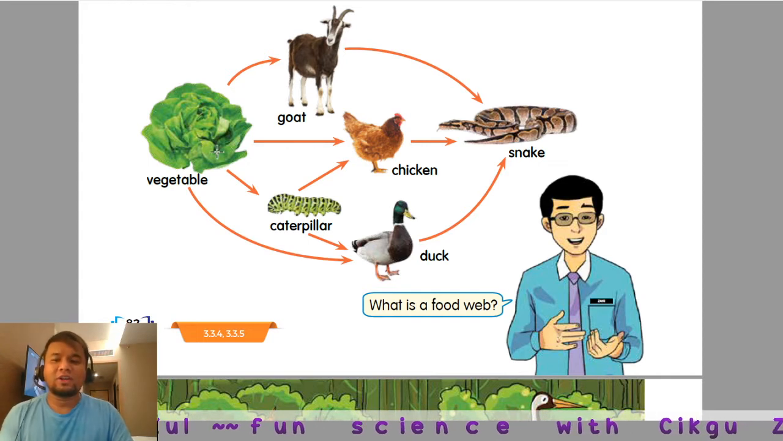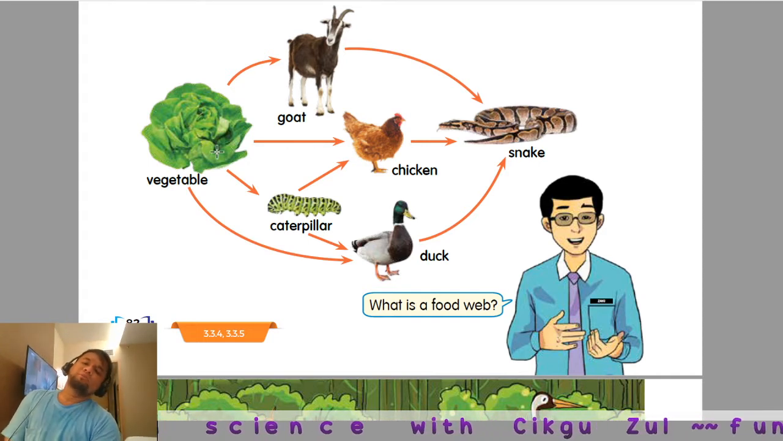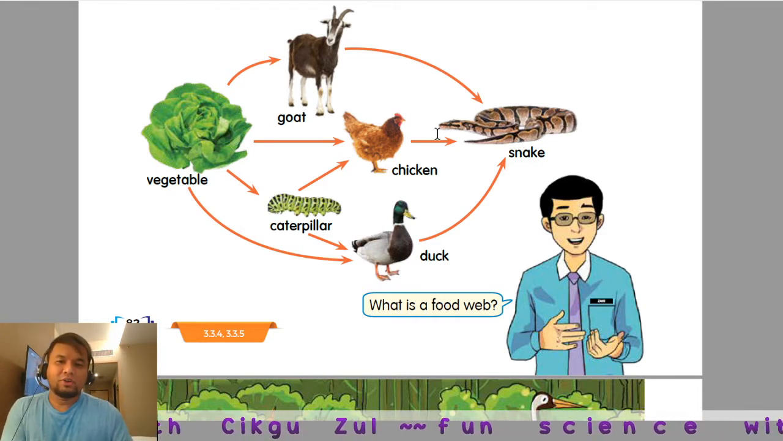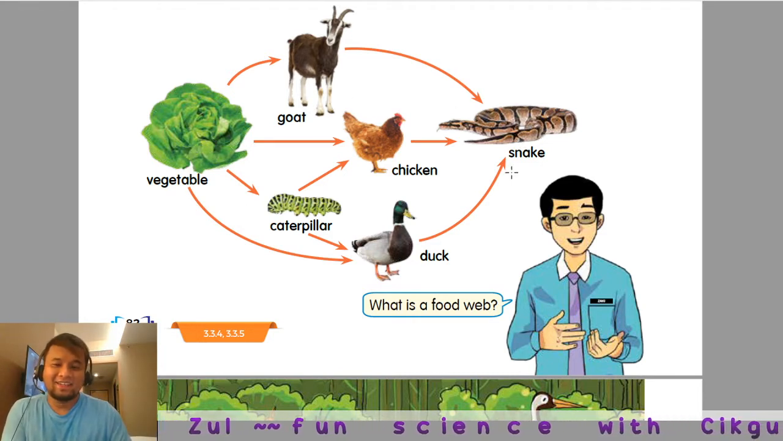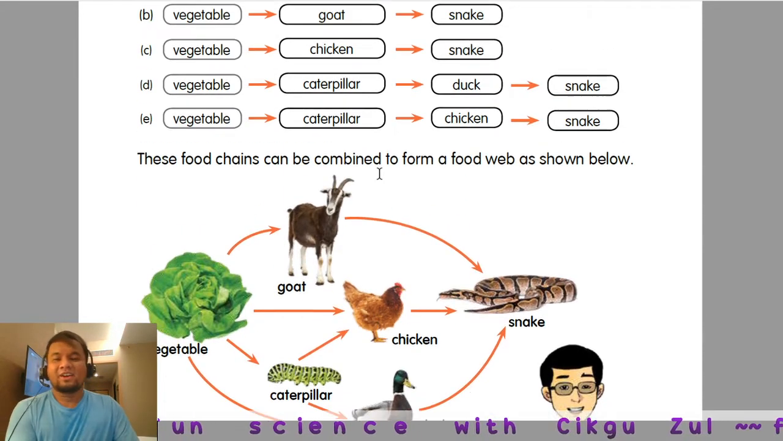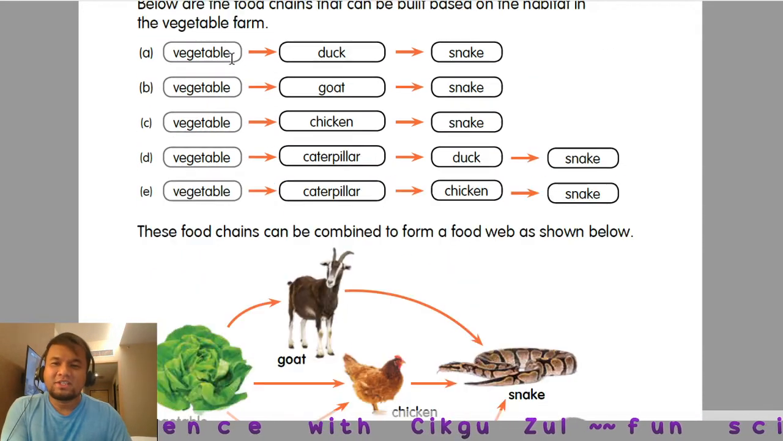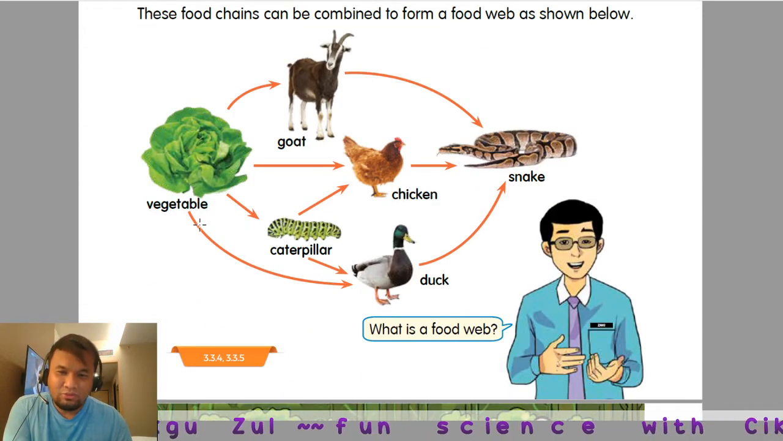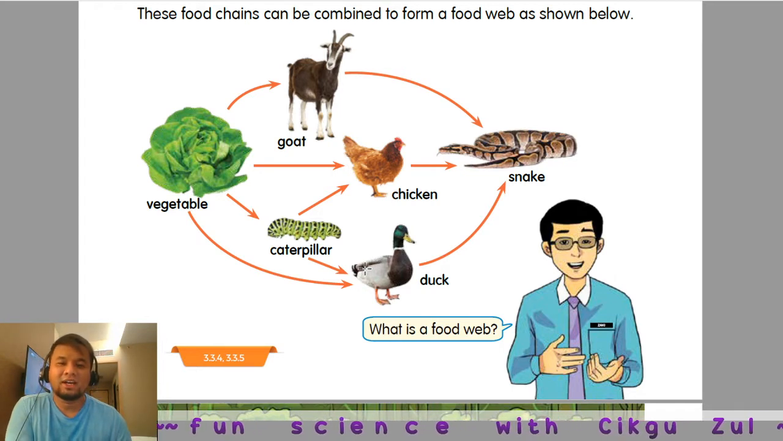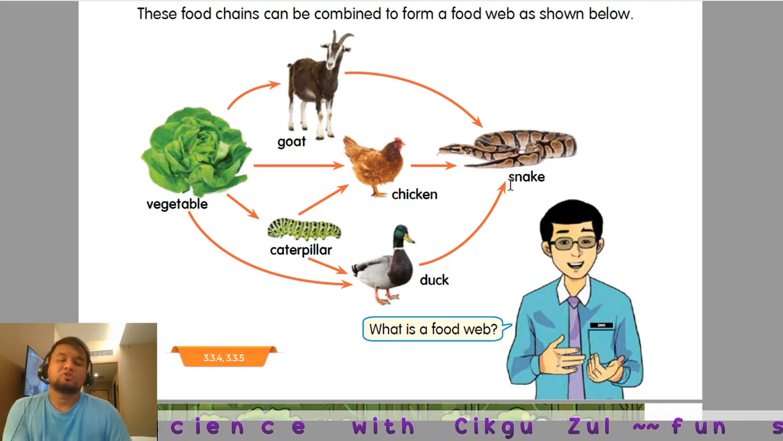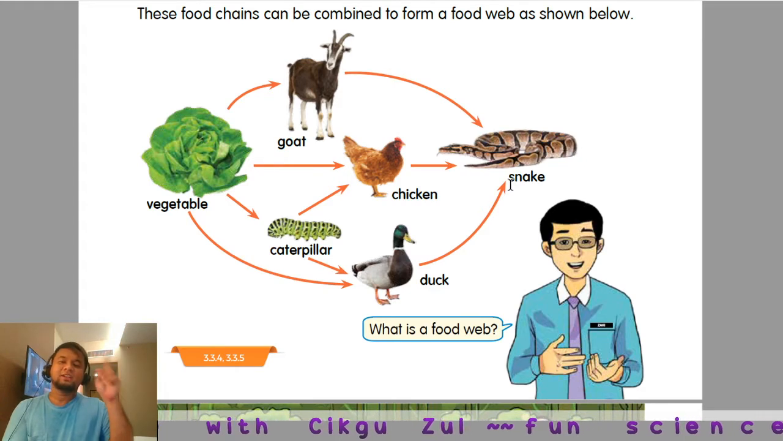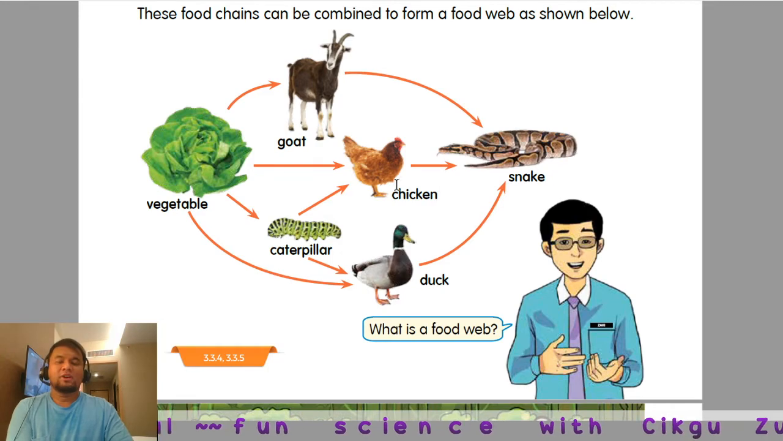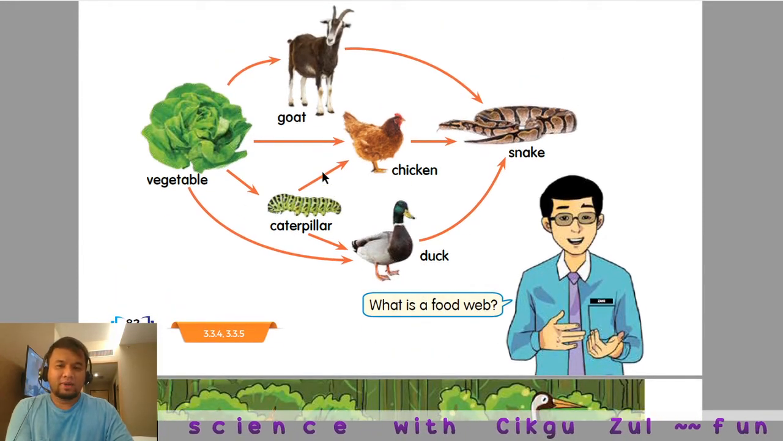Tengok ni, in the following food web, kamu tengok apa yang duduk dekat depan sekali? The vegetable eaten by who, and di belakang ini. Okay, you can see here A, which one is A? Vegetable eaten by duck, eaten by snake. Ni vegetable turun bawah, jumpa duck. So naik semula ke atas, jumpa the snake. Okay, can you look at the food web diagram? This is how we are going to construct it, but not yet.